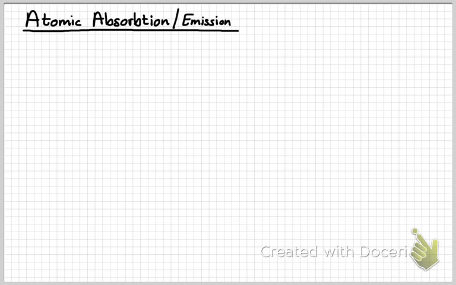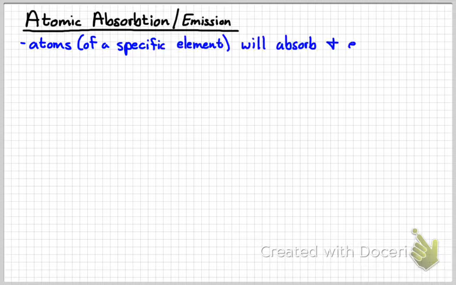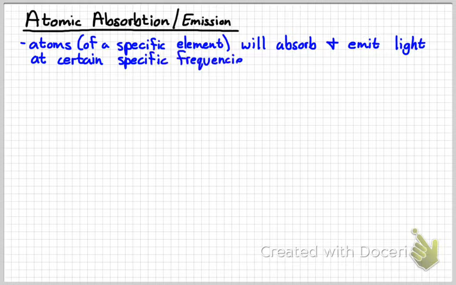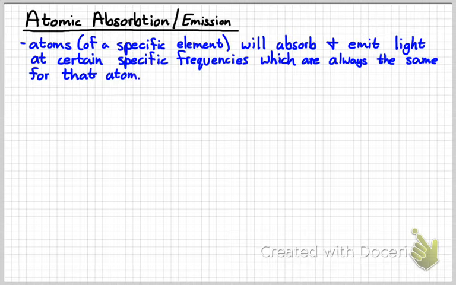Now we also use the photon model to explain how atoms absorb and emit light. You want to be real fancy, you can call that atomic absorption or emission. So an atom, a specific element, such as helium or neon, neon's a good example, will absorb and emit light only at certain specific frequencies, and they're always the same for a given type of atom. So for instance, street lamps always are yellow because they're always filled with sodium.